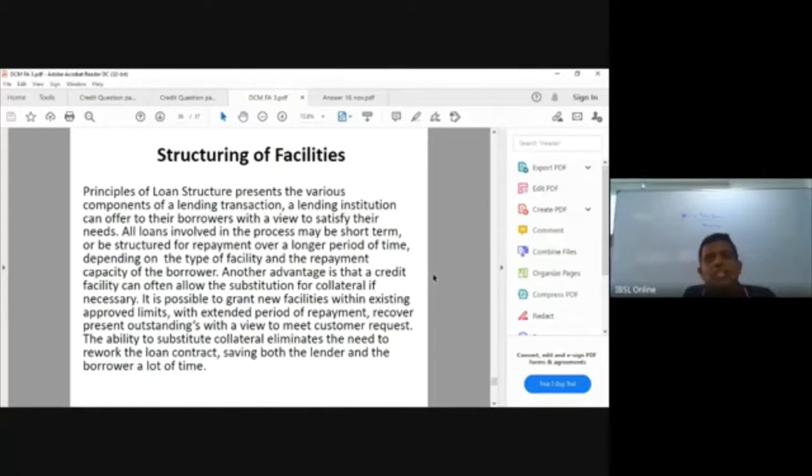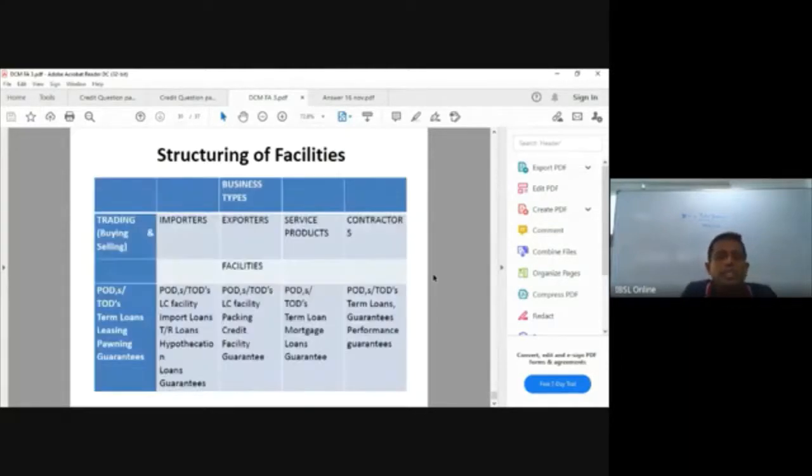The same facilities given by the bank can be restructured with the new risk request, or if you need further collateral, you can ask for more collateral from the clients, and based on that, you have to recommend the facilities. Normally, these are the facilities that you can recommend for trade in business and buying and selling: permanent overdraft, temporary overdrafts, term loans, leasing, pawning, guarantees.